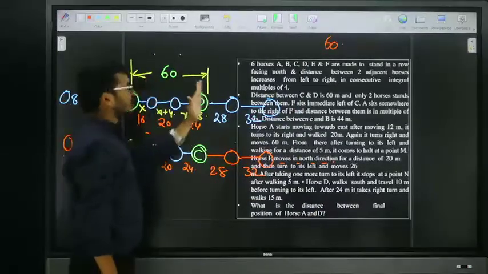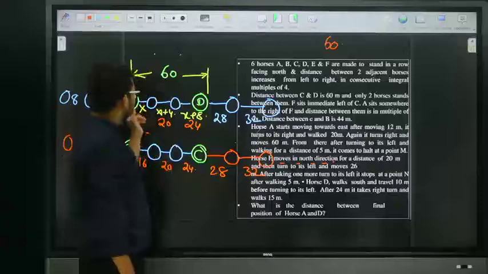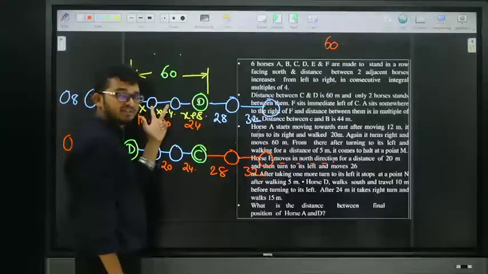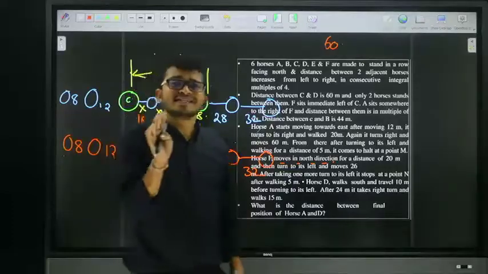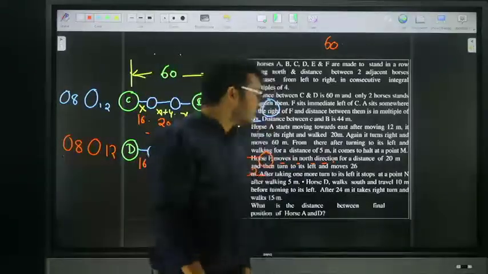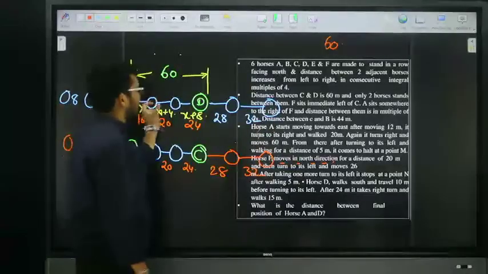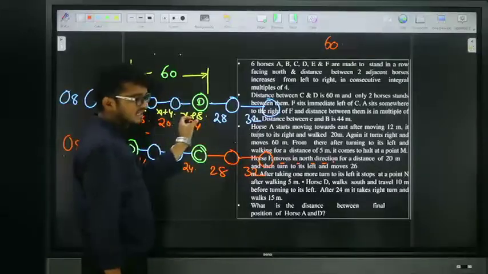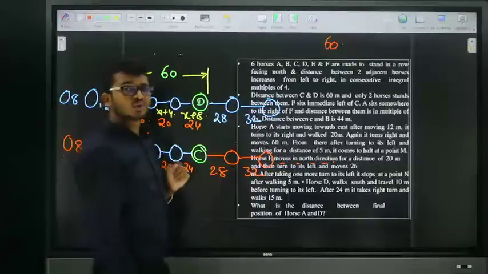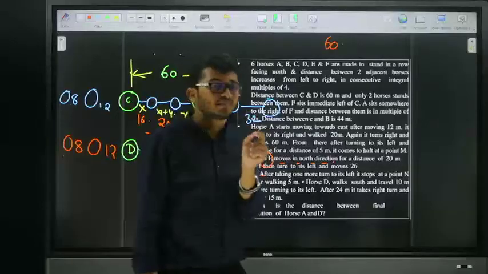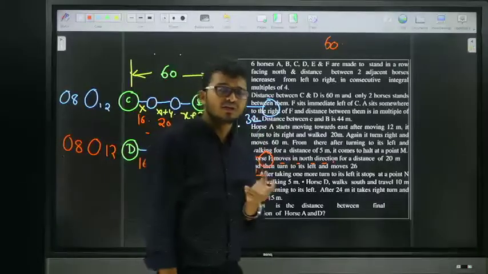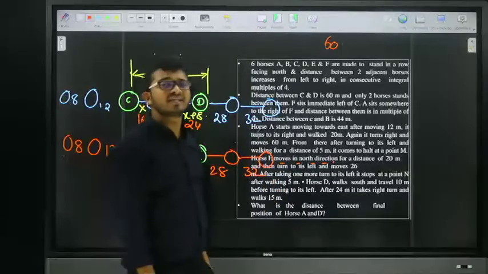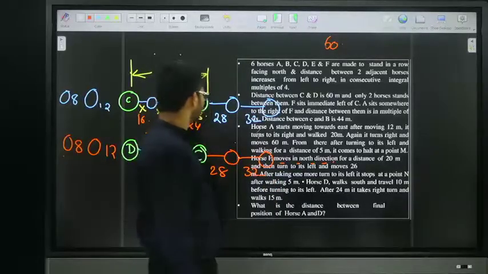Distance between C and D is 60, but between C and D we are having a total of 2 horses. That means the starting clue point is: the distance between each horse is a successive multiple of 4. That means if I take this one x, this one is x plus 4. Next one is x plus 8. This total is 60. Total is 60, then 3x plus 12 equals 60. Then 3x equals 60 minus 12, which is 48. Then x equals 16. Yes.